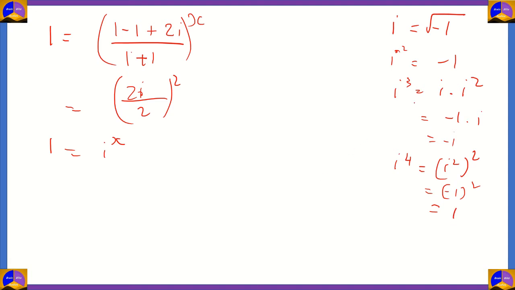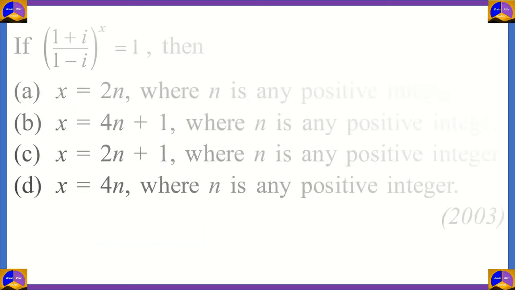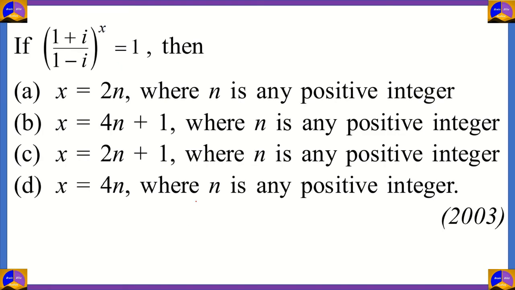So basically, if you have i raised to any integer multiplied by 4, then you will get the value as 1. So i raised to x will be equal to i raised to 4n. So therefore the value of x will be equal to 4n. If you were to look at our question, then you would notice that option D will be the correct option. So x equals 4n, where n is any positive integer.